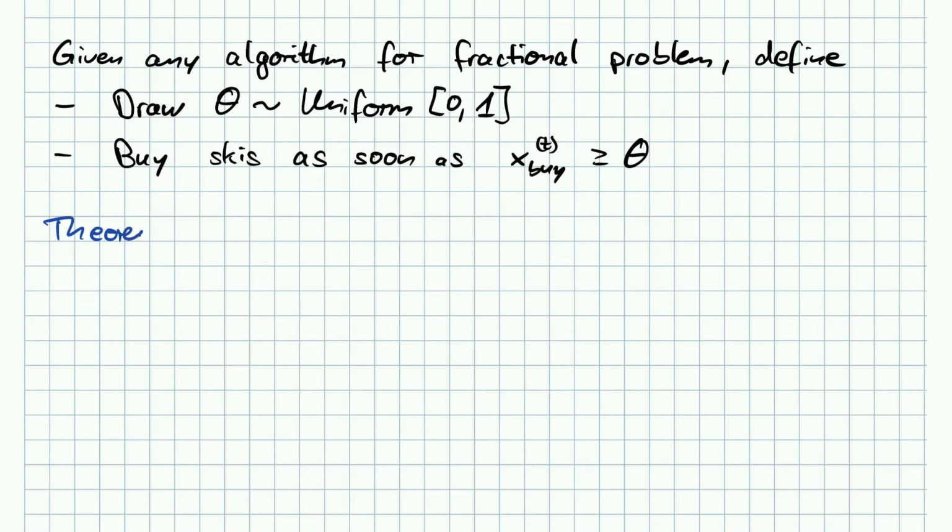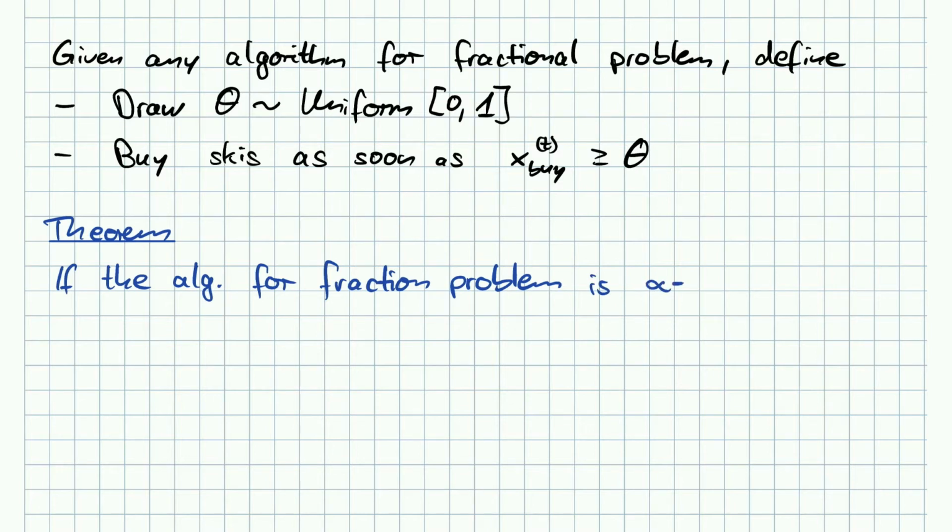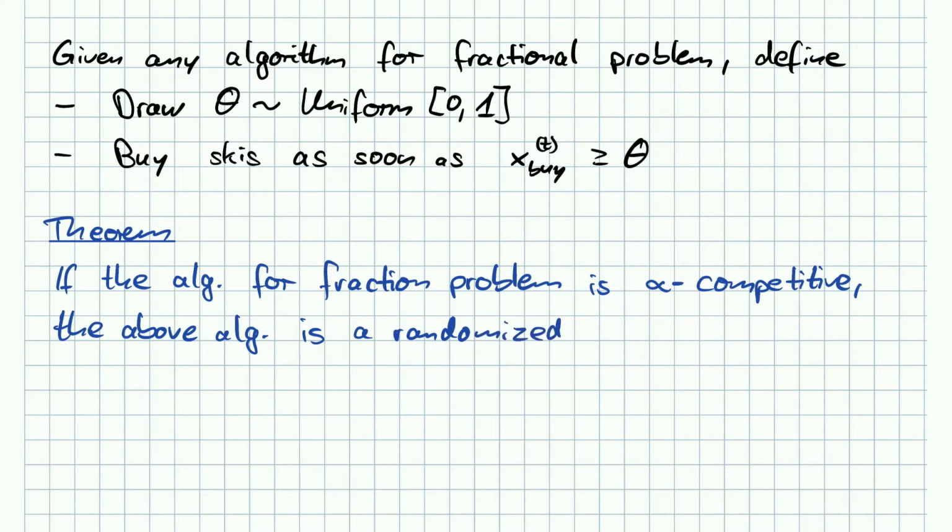And what we will show is that if the algorithm for the fractional problem is alpha competitive, then the above algorithm is a randomized alpha competitive algorithm for ski rental.